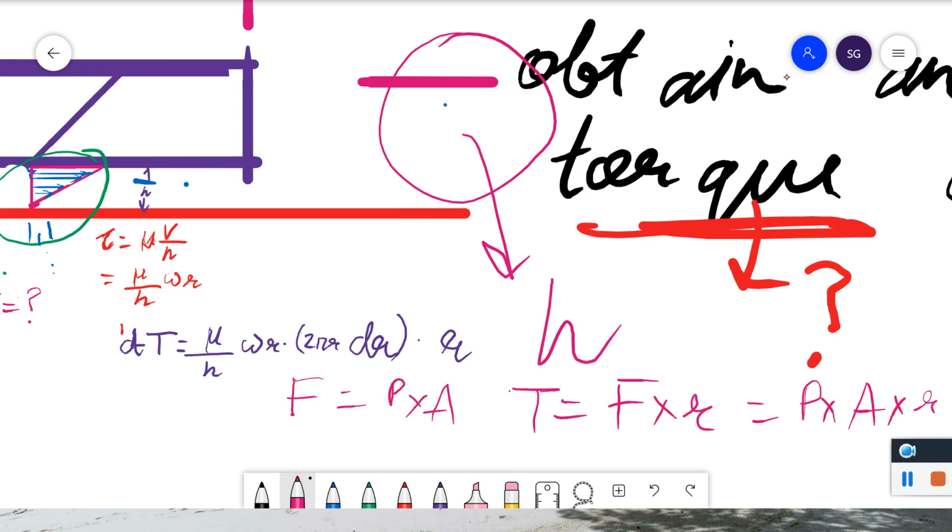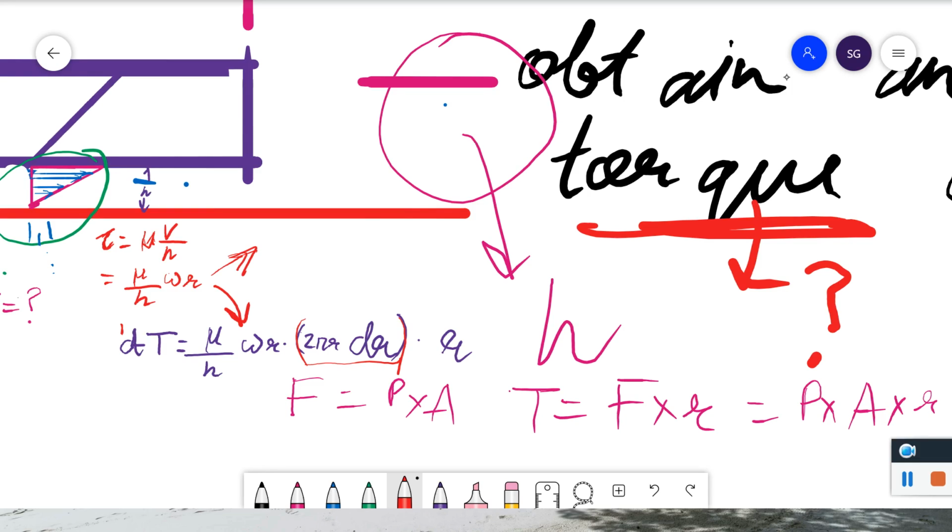This was the shear stress. This is the shear stress. So we will write exactly the same formula, mu upon h omega r, which we have just put in here. And for the torque, what we have done is we have just multiplied this by 2 pi r dr. Now your question is how it is 2 pi r dr.